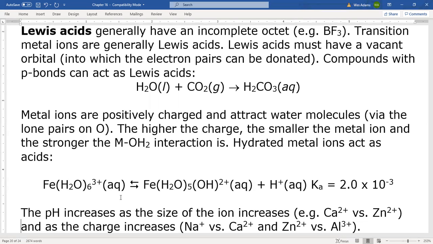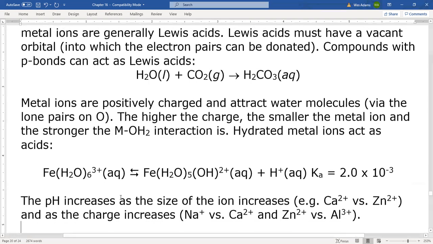Acidity increases as the charge of the ion increases. That is, a 2 plus ion is not going to be as acidic as a 3 plus ion. So sodium is less acidic than calcium. Zinc is less acidic than aluminum. Usually your plus ones and a lot of your plus twos are not very acidic. Plus one ions tend to be very weakly acidic to neutral, where calcium 2 plus is ever so slightly acidic, so much so that a lot of people ignore it, where aluminum is fairly acidic.